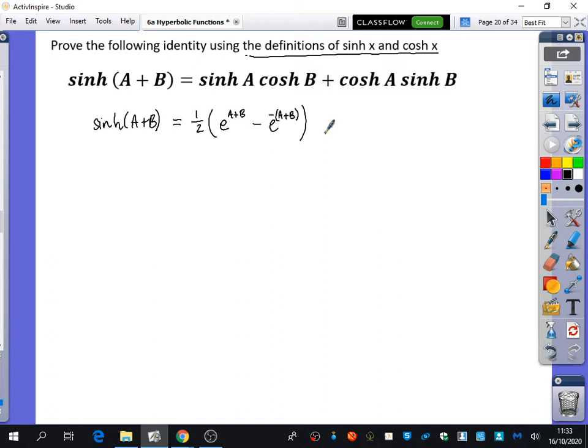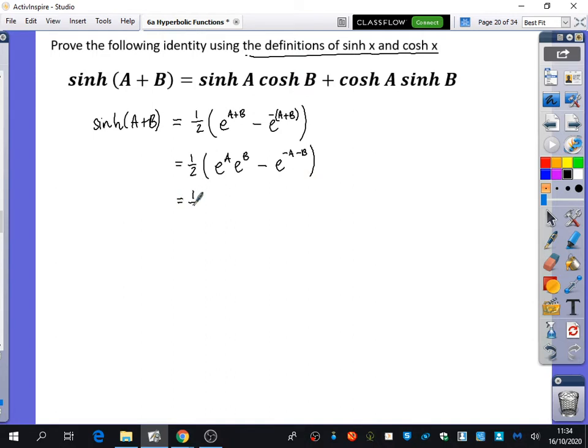And so we need to start playing around with this to try and see how we can manipulate it some further, how we can take this a bit further. So I'm going to have a half. What is e to the a plus b? How else could I write e to the a? E to the a, e to the b. And this is going to be subtracting e to the minus a minus b.